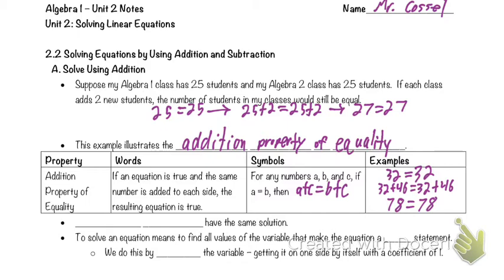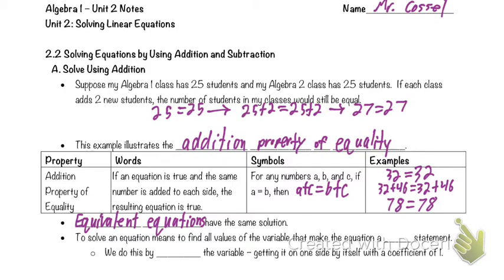Now, we have these little bullets beneath them. Equivalent is the first word. Equivalent equations have the same solution. So if two equations are considered equivalent, they have the same solution.